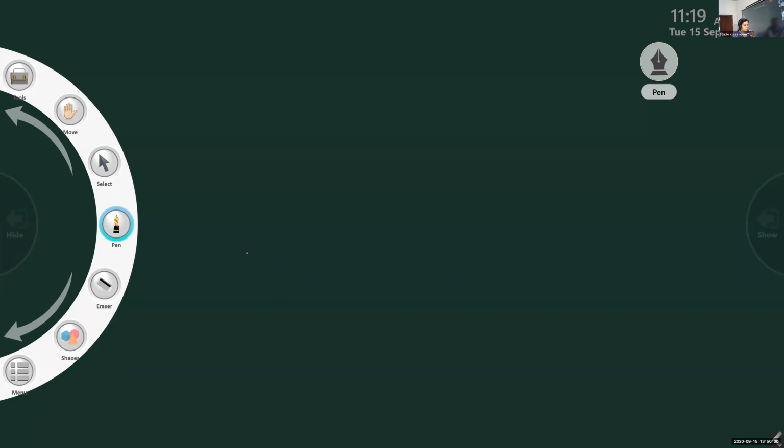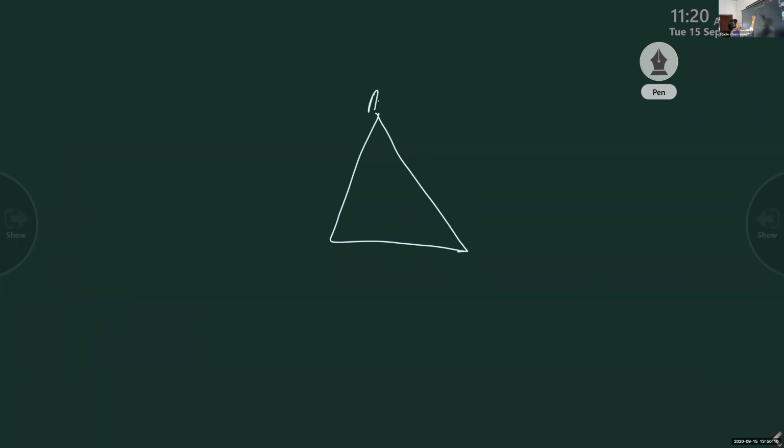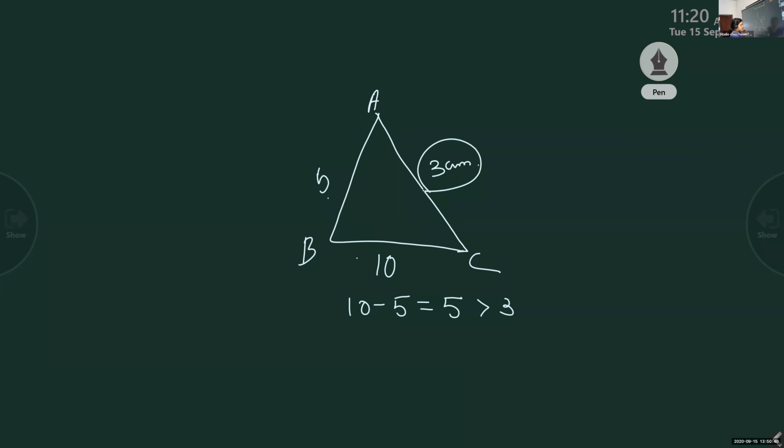You should understand properly. Suppose this is a triangle ABC. The difference between two sides should be less than the other side. Suppose it is 5 centimeter and 10 centimeter, and this is 3 centimeter. What is the difference of this side and this side? 5. That is greater than 3. So we cannot draw the triangle. That is wrong. But if it is 6, we can draw the triangle.